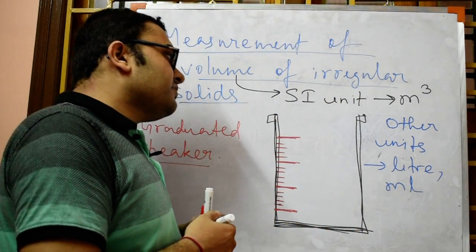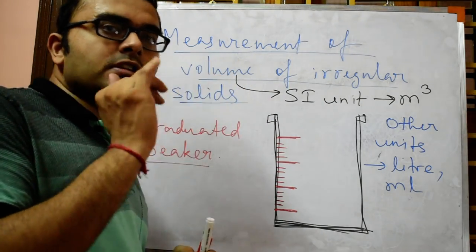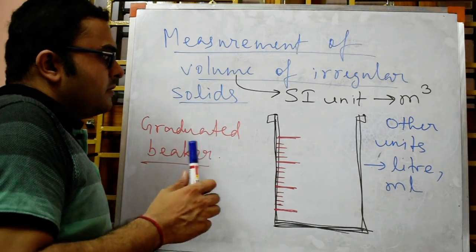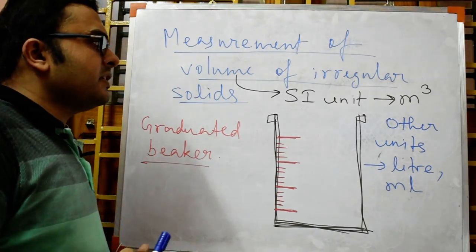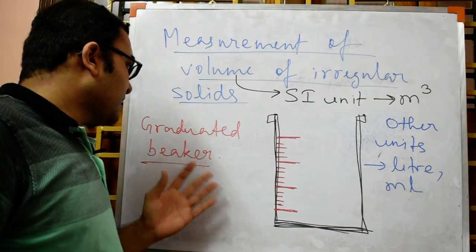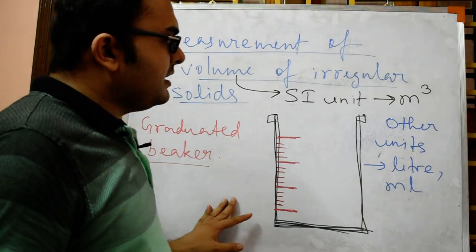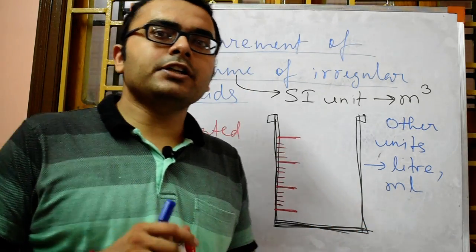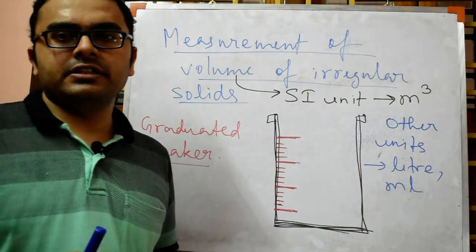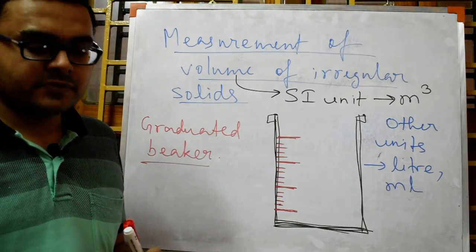Now there is a definite relationship between liter and meter cube or centimeter cube. I'll mention it later. First of all, let us understand what is the procedure. Now see, this graduated cylinder or graduated beaker is marked in either liter or milliliter. It is convenient to measure the volume of liquids in terms of liter or milliliter. So it is graduated in liter and milliliter.